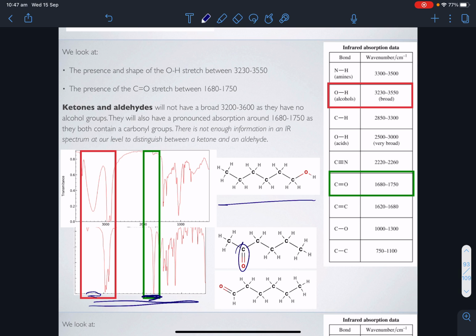Notice that there's a lack of the wide alcohol peak there. Okay, so it's not a carboxylic acid, but it's got a carbonyl on it because that deep carbonyl peak is there, but no alcohol peak. Okay, so it's not a carboxylic acid.